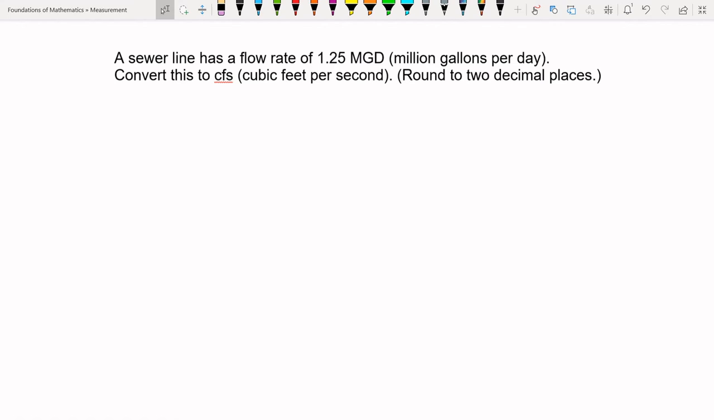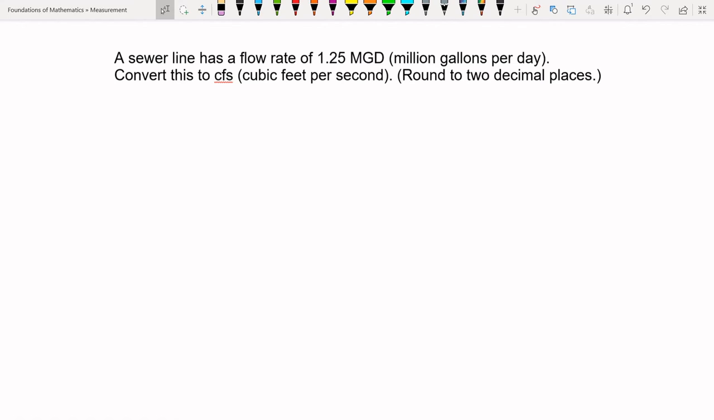Okay, so we have a sewer line that has a flow rate of 1.25 MGD, which is million gallons per day. We need to convert this to cubic feet per second. So we have to do two kinds of conversions. Go from million gallons to cubic feet and day to seconds. We can do this all in one long line of the unity fractions.